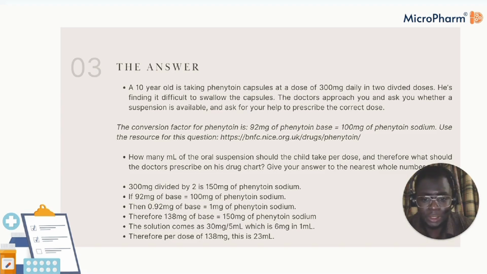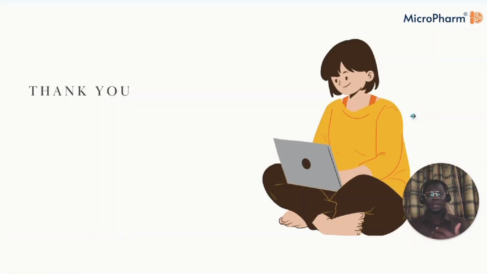So in this instance, the doctors would prescribe 23 milliliters of phenytoin base, 30 milligrams in 5 mL oral solution, twice daily, and that would give you the exact conversion factor between phenytoin sodium and phenytoin base. I hope that question made a bit of sense.